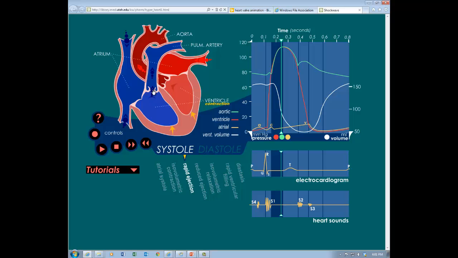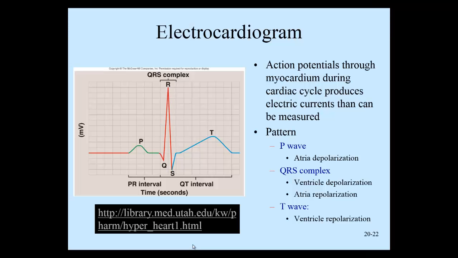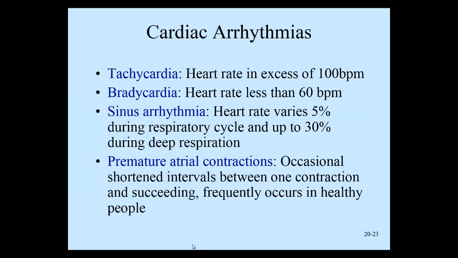So moving back then to our PowerPoint, some terminology related to the heart. Tachy means fast, brady means slow. So a rapid heart rate would be anything over 100 beats per minute. We would say that's tachycardia. Bradycardia refers to a heart rate less than 60.